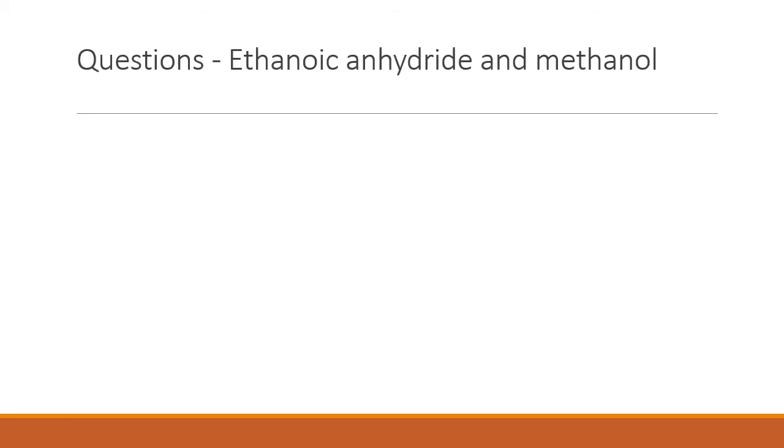So let's have a look at the questions that were in the pack. You've got ethanoic anhydride and methanol. So the first thing you need to do is draw out those structures and see if you can work out what you would make. So pause the video, have a go, see if you can work out what you would make.